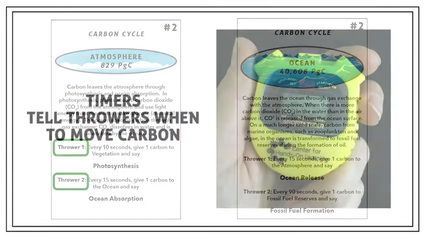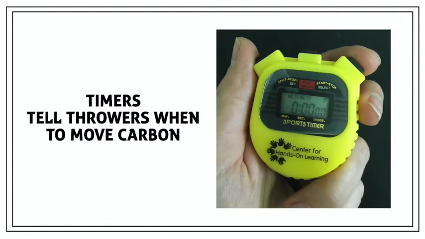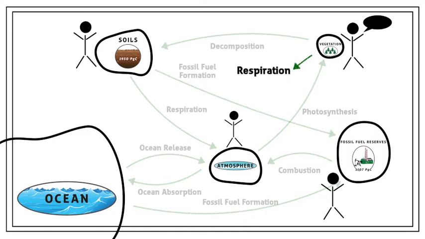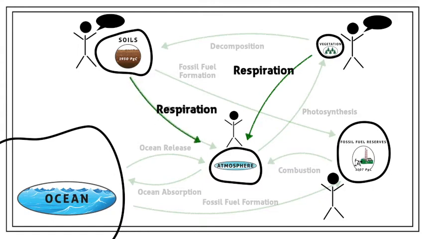Timers will watch the stopwatch and let throwers know when to move carbon. Throwers will throw or walk a beanbag to the catcher at the correct reservoir. While doing so, they should say the process they are representing out loud. Catchers should stand with their table tent so throwers know which reservoir they represent. Catchers must pay attention to other students who might be throwing carbon in their direction.